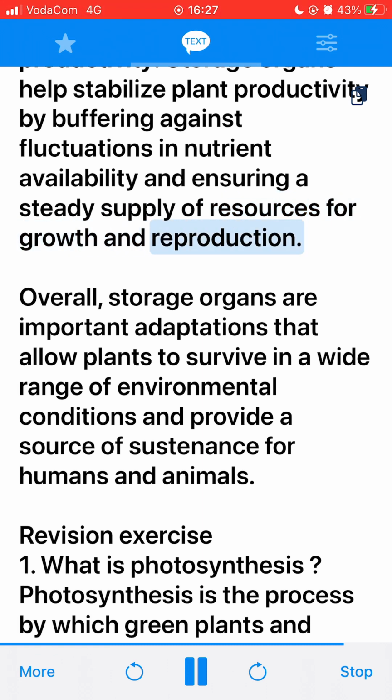for growth and reproduction. Overall, storage organs are important adaptations that allow plants to survive in a wide range of environmental conditions and provide a source of sustenance for humans and animals.